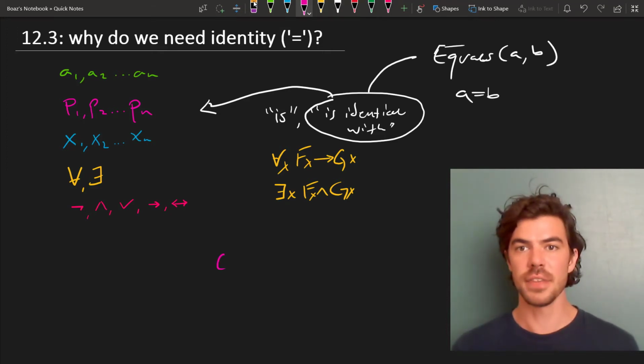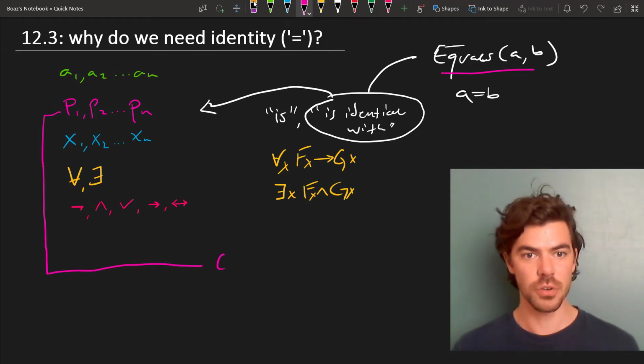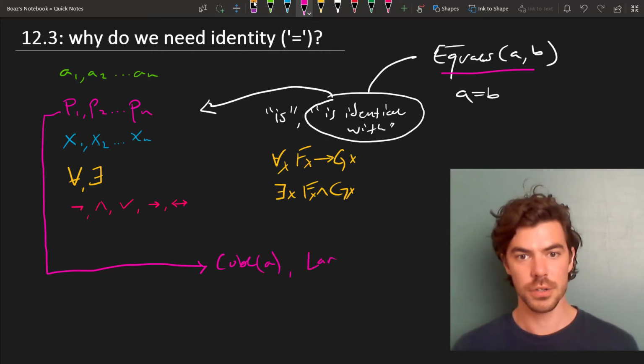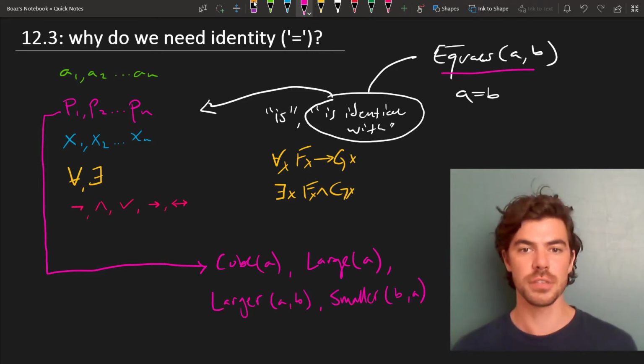Now, why do we isolate this one predicate here when we have such a huge stock of predicates that we could have also picked, for instance, cube or large, or even such interrelated predicates as larger and smaller? Well, there are two general reasons for this.